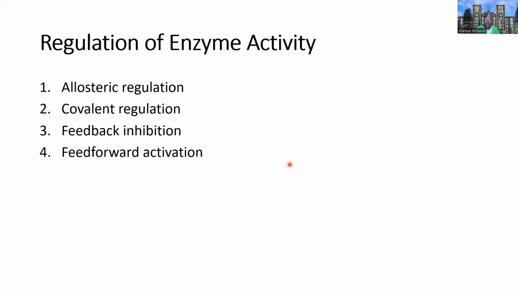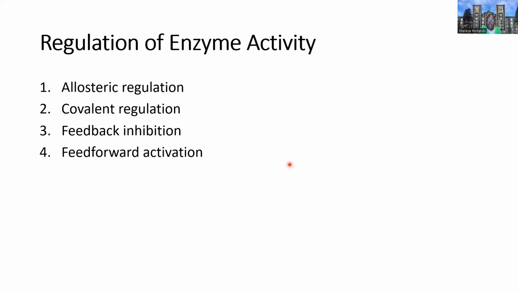Let's look at the way that we can regulate enzyme activity. If we think about enzymes, they're always existing in our body. So why aren't they always catalyzing reactions? What is it that turns an enzyme on or turns it off? What are some of the factors that can regulate enzyme activity? There are four factors that we're going to look at: allosteric regulation, covalent regulation, which means binding, where covalent binding can turn it on and off, feedback inhibition, and feed-forward activation.